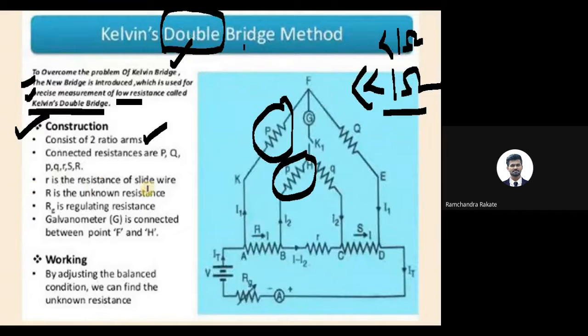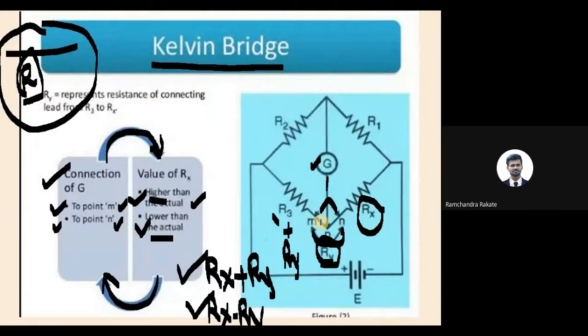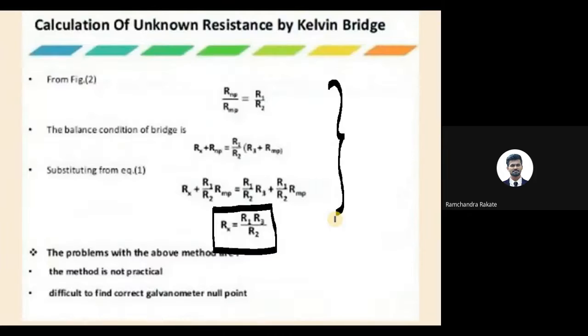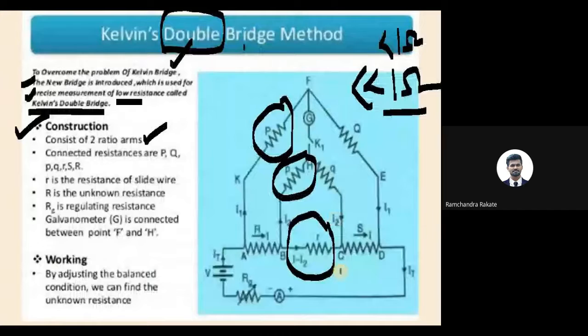Small r is the resistance of the slide wire. Here is another wire which is connected across this, that is the connecting wire, and that is nothing but this one. I'm going in detail one by one, so just focus on it. Small r is the resistance of the slide wire, and capital R is the value of the unknown resistance, which is nothing but this one. The galvanometer is connected between points F and H. So this is F, and this one is H.